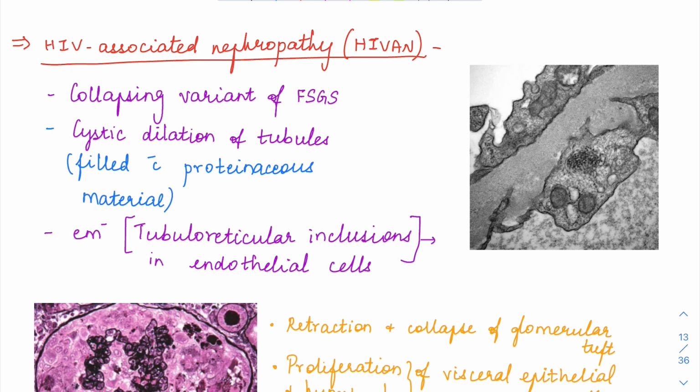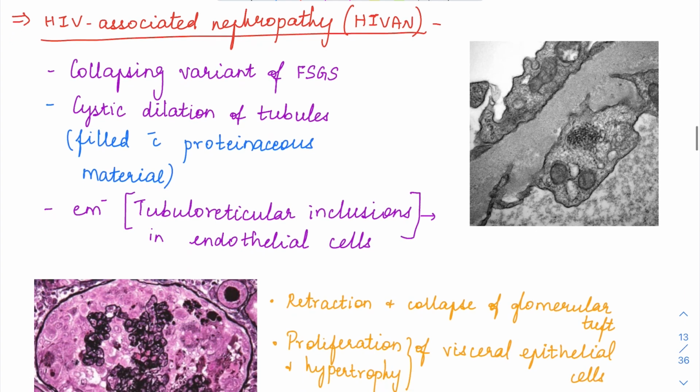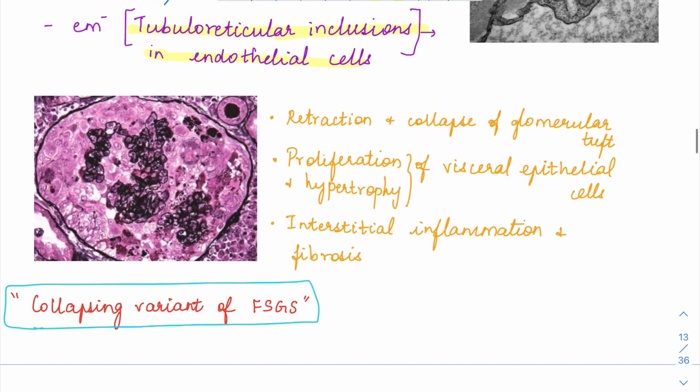Now, about the specific type of FSGS, which is collapsing FSGS, associated with HIVAN. The most important feature of HIVAN will be on electron microscopy. You are going to see tubuloreticular inclusions in the endothelium. In this image, if you see this part, it is appearing like this, right? This kind of image can be given, and that represents the tubuloreticular inclusions in the endothelium, and this is associated with HIVAN.